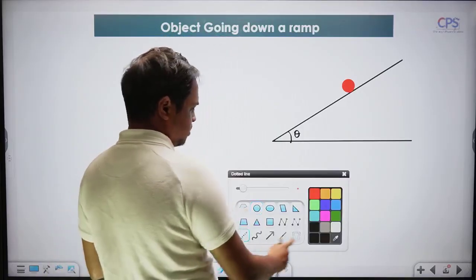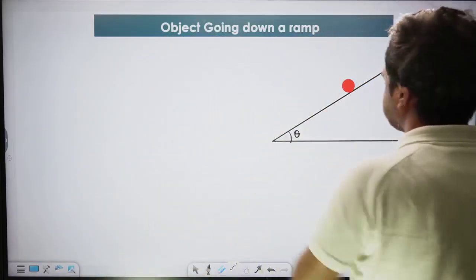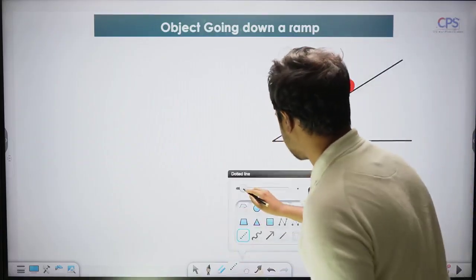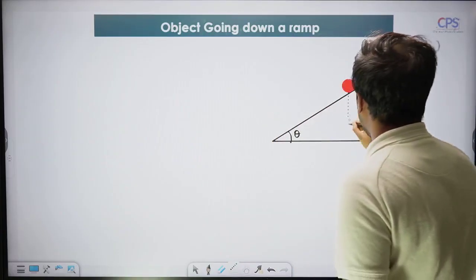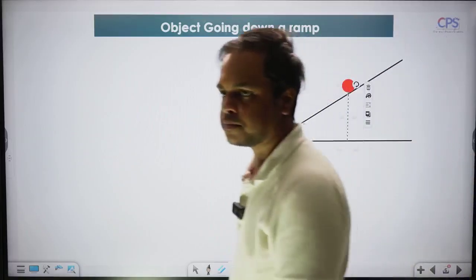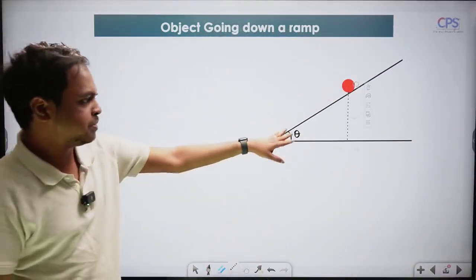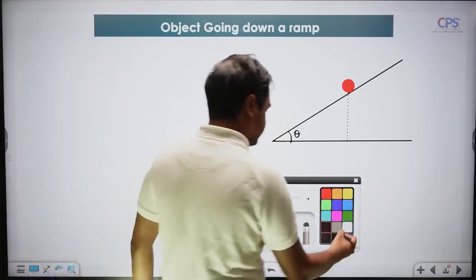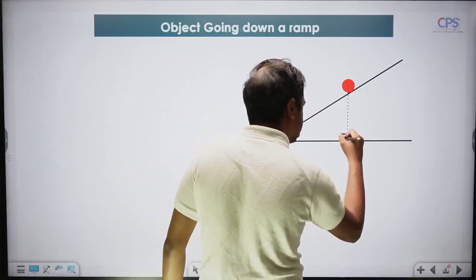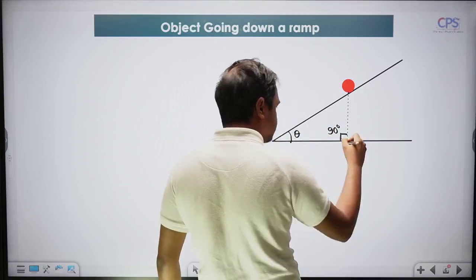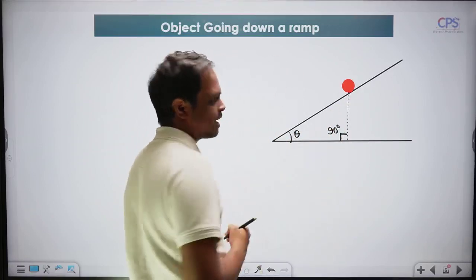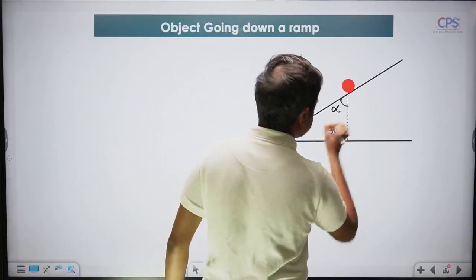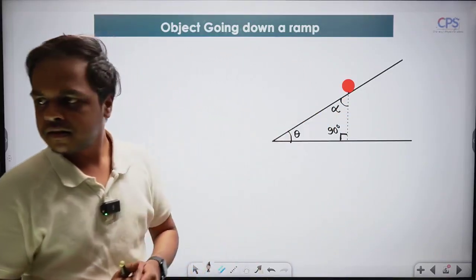Now if we go to the geometry of this setup, we can easily go by the geometry. Say, let me draw a dotted line here. Okay. Now just bear with me. That's very easy thing. This one is theta. This one will be 90 degrees, right? This one is a right angle. So this one becomes a right angle triangle, right? Let's say this is alpha.